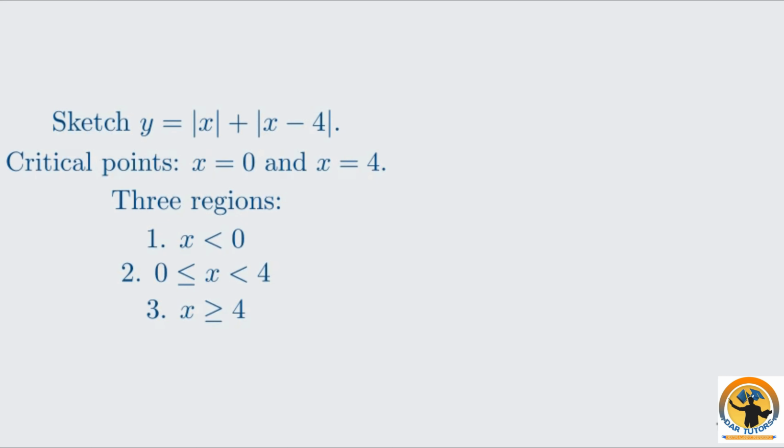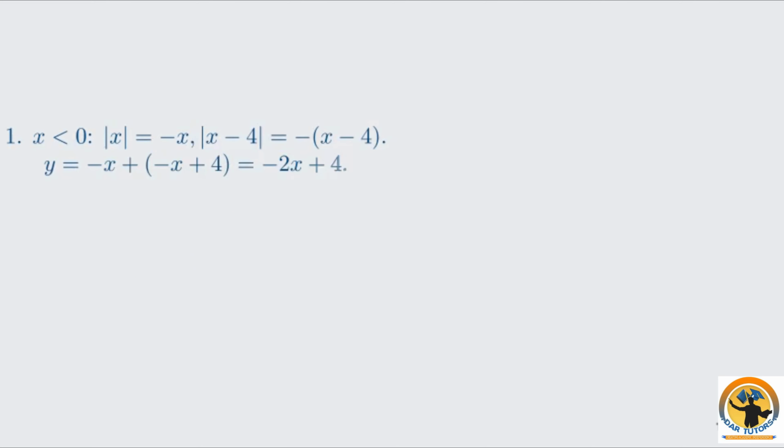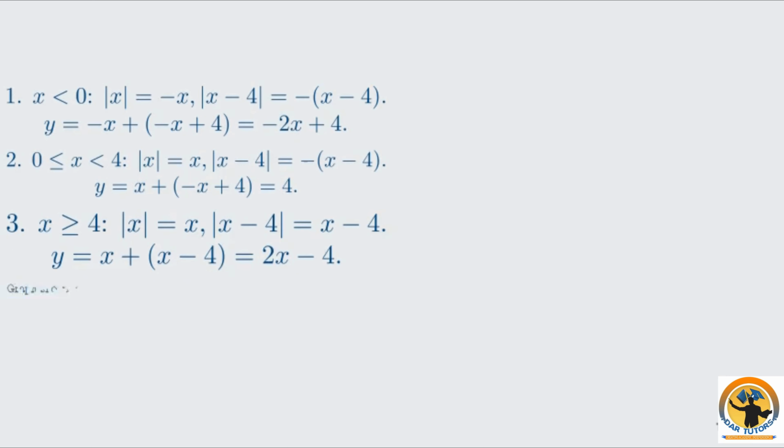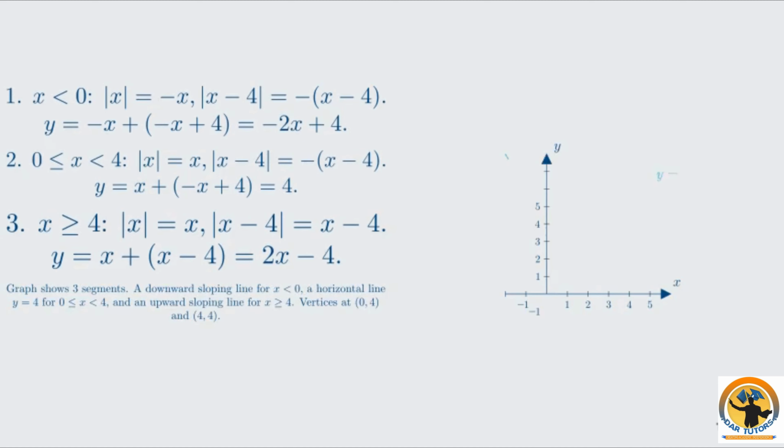These points divide the x-axis into 3 regions. In each region, we simplify the expression. For x less than 0, both terms are negative. For x between 0 and 4, the first term is positive, the second is negative. For x greater than or equal to 4, both terms are positive. The graph is a piecewise linear function.